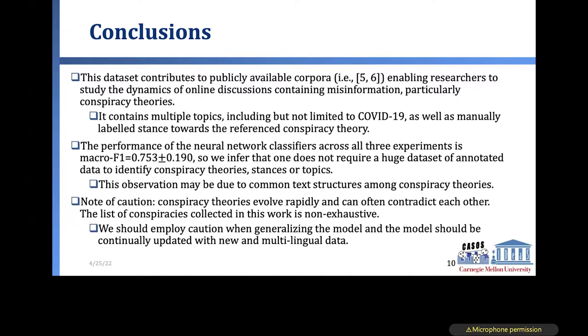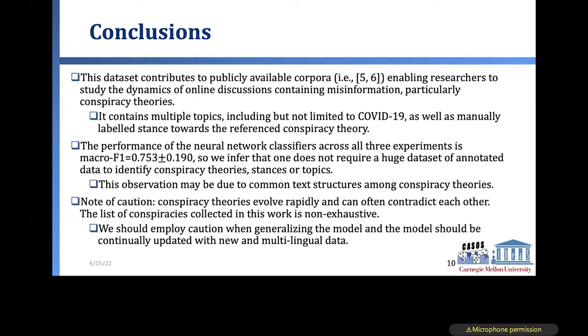So we're inferring that we probably don't need a huge data set of annotated data to effectively identify these conspiracy theories, stances, and or topics. And this could be due to common text structures among conspiracy theories. That's something I'm really interested in looking into further, the different linguistic properties of these messages.